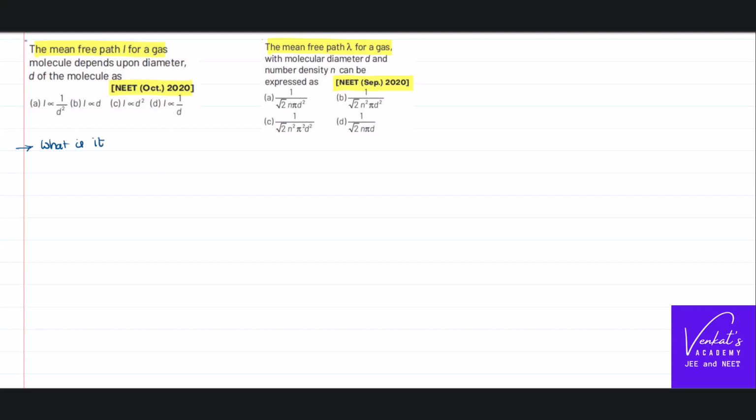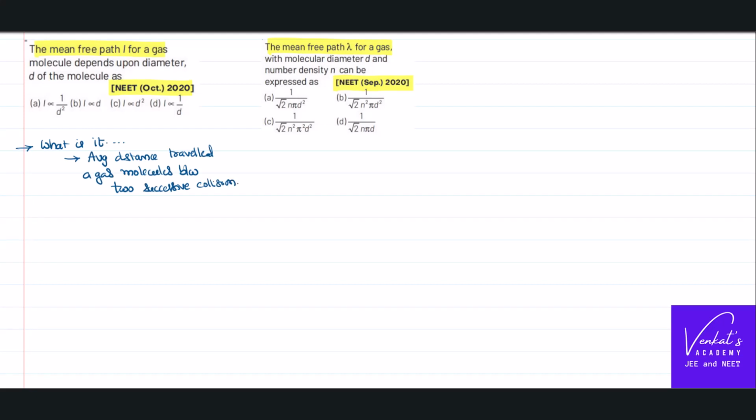Gas molecules always have a random motion. While each molecule is moving in a random motion, it collides with the other molecules that it comes across in its path. So the mean free path, as the name itself says, is the average distance traveled by a gas molecule between two successive collisions. Before it collides with someone else, it travels some distance. The average of all that is called the mean free path.